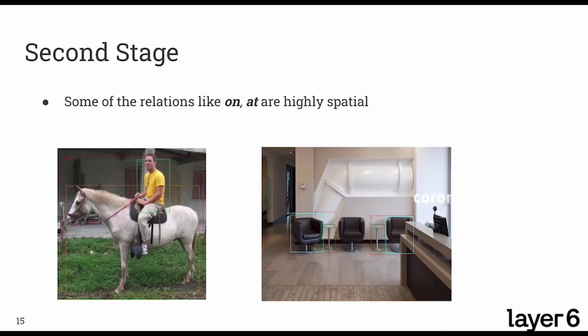Here we explain why a spatial feature is important. Some of the relationships, like on and at, are highly spatial. Take the left side image as an example. As soon as the model knows that the human box and the horse box have this relationship in terms of spatial layout, it will know that the human is riding a horse without even seeing the actual image.